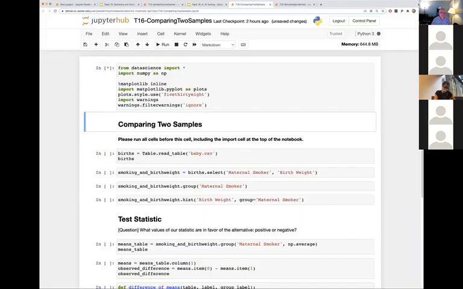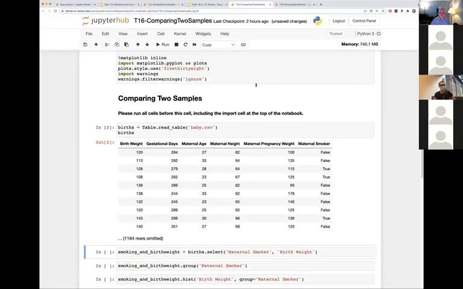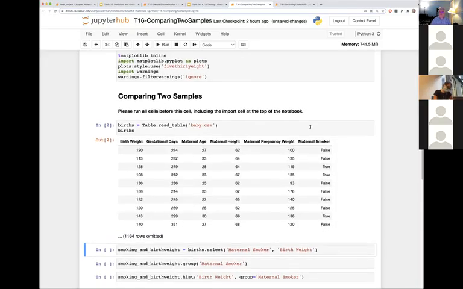Okay, and so the demo that we're going to use here comes from a table about births. They collected a lot of births, and basically the question that they wanted to ask was, is there any difference between mothers who smoked while they were pregnant and mothers who did not smoke? And so these are going to be the two different samples that we're going to look at in this group.